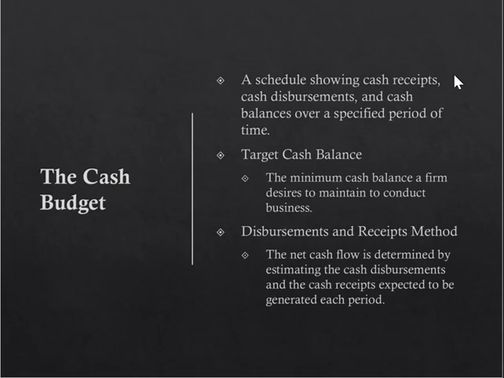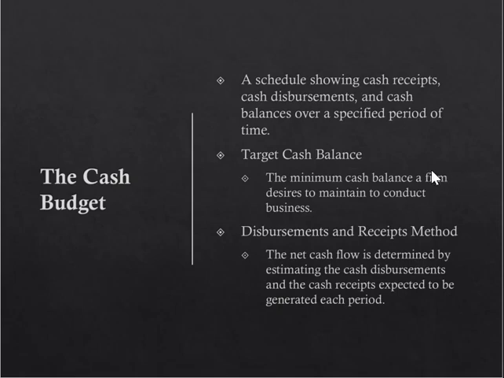A cash budget is nothing more than showing cash receipts, disbursements, and cash balances at each period. And this isn't your GAAP financial statements. This is the cash in and out. You're going to look at your target cash balance. So how much do you need to maintain for transactional purposes and reserves? And then we're going to look at the disbursements and receipts. So essentially, what do we need to pay out and what do we expect to come in and how do those things tie out?